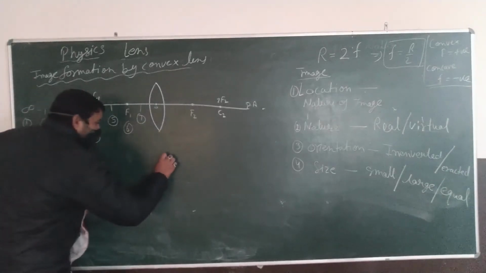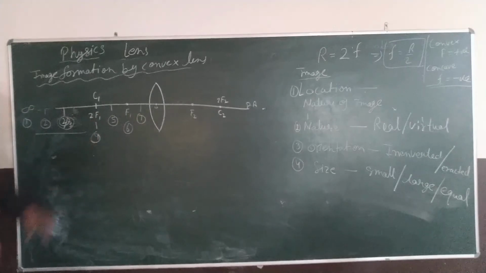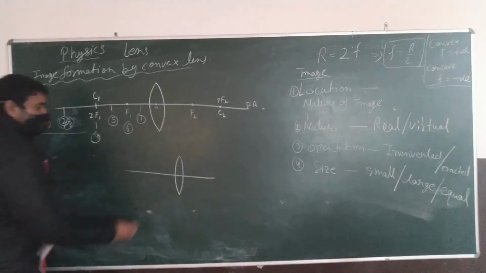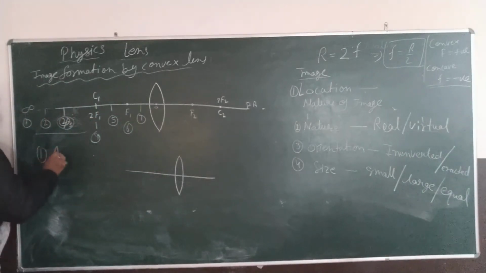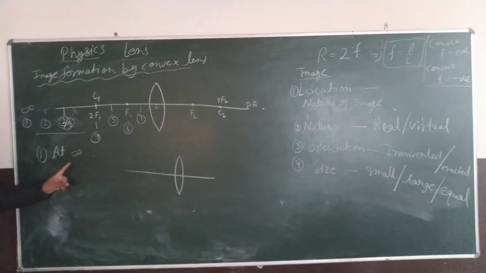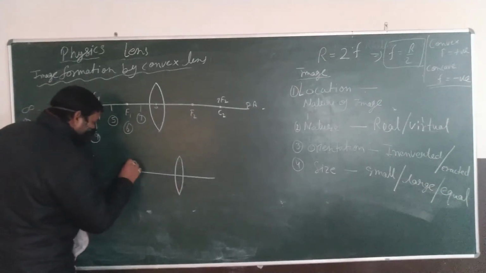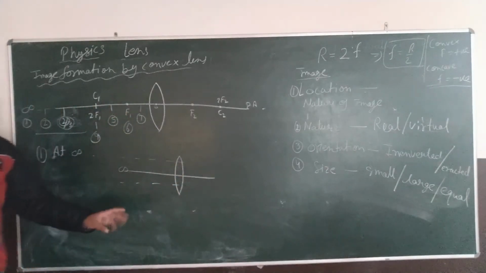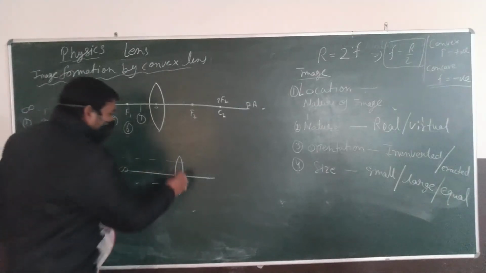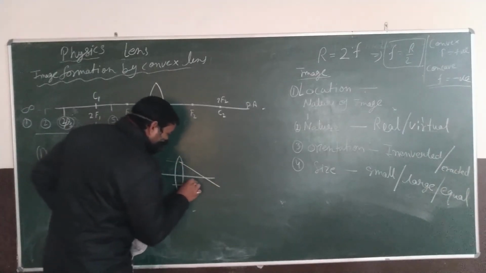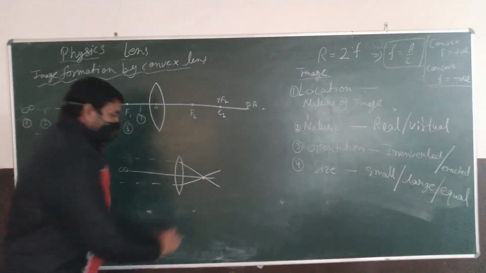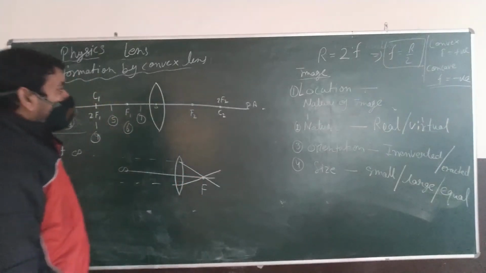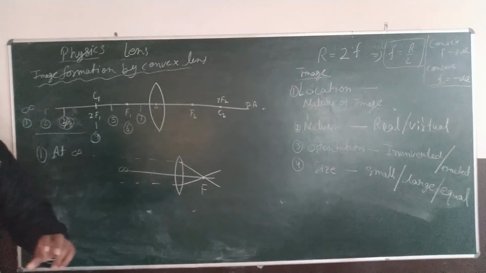Now you have 6 points. Let's see. This is a convex lens. First is object at infinity. When the object is at infinity, the rays coming from the object are parallel to the principal axis of the lens, and those rays pass through its focus. So the refracted rays actually meet.